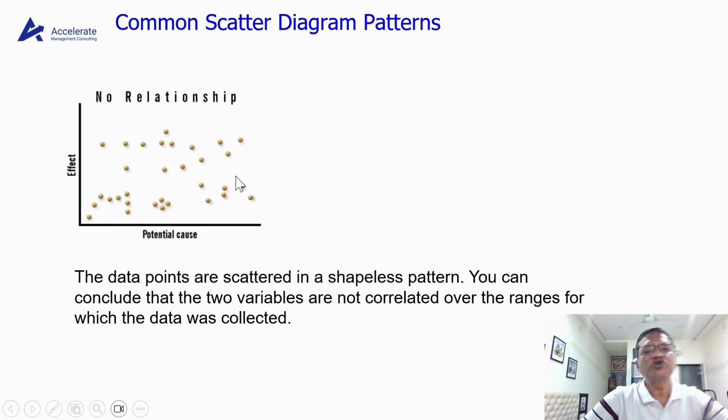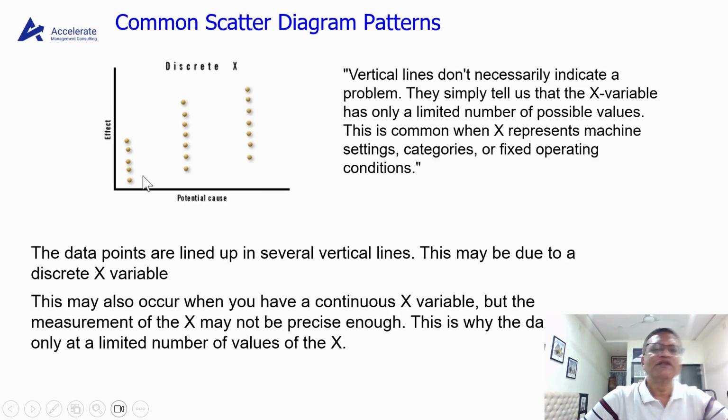This pattern talks about there being no relationship between X and Y. Similarly, this kind of pattern, either this way or this way, would talk about a discrete X or discrete Y. In this case, you can say that one of the variables, X or Y, is discrete, and that's why it is showing straight lines.